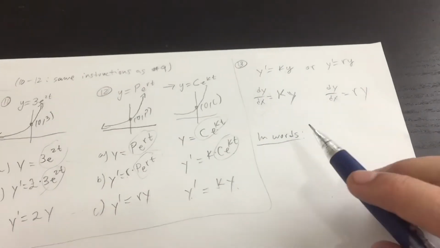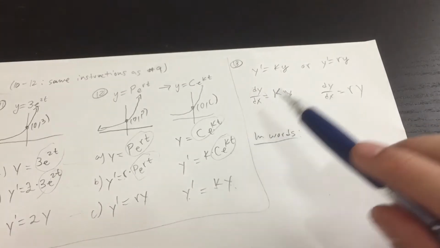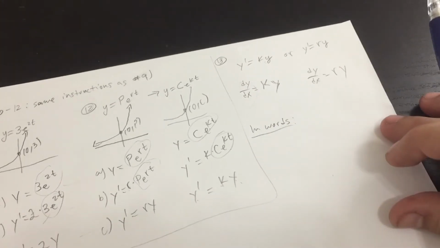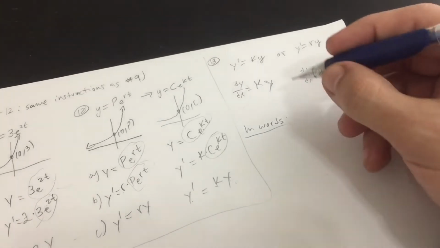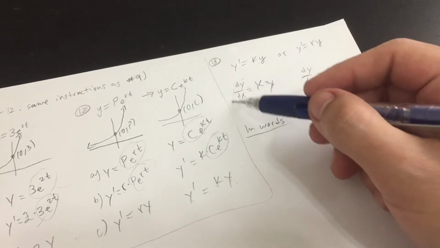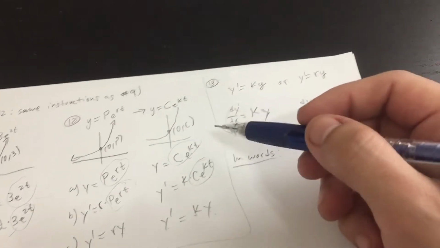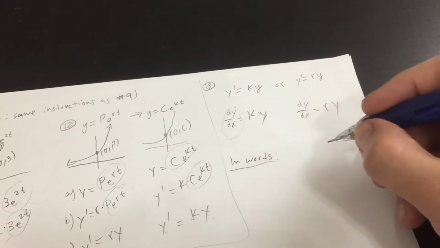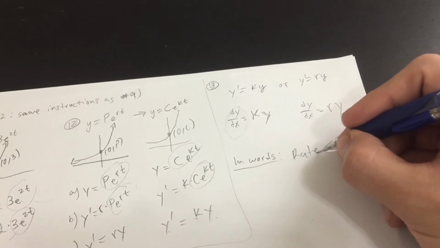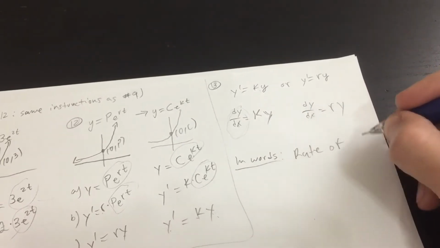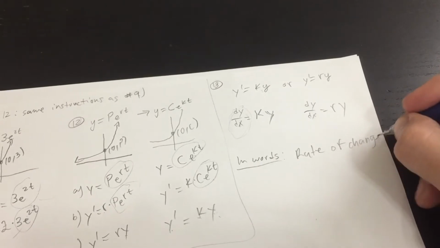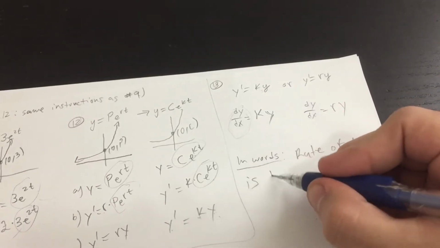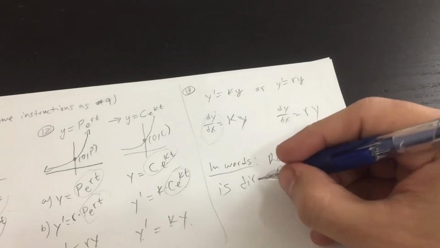Alright, so these are the symbols. Now in words, here's how you will see it in words. So please write down the symbols first. And then in words, you're going to see this stands for the rate of change. Alright, so dy/dx stands for the rate of change. In words, we will say the rate of change is directly proportional. I'll explain what that means.